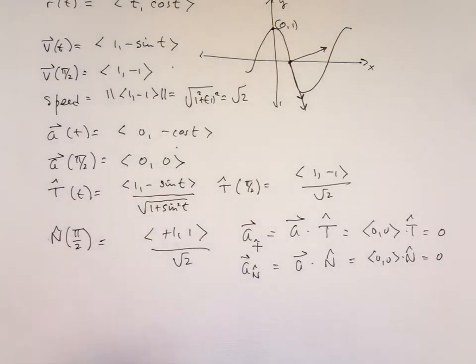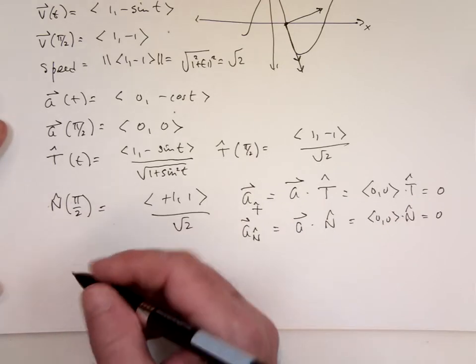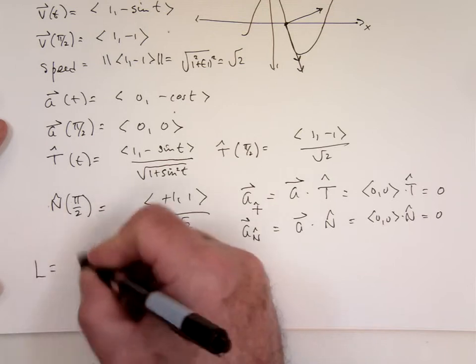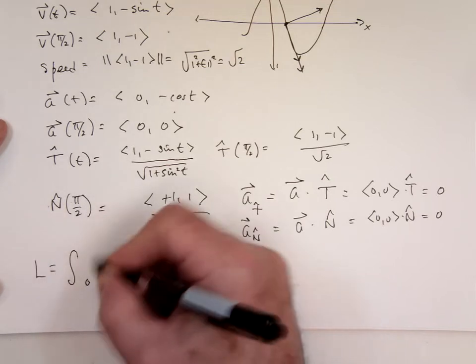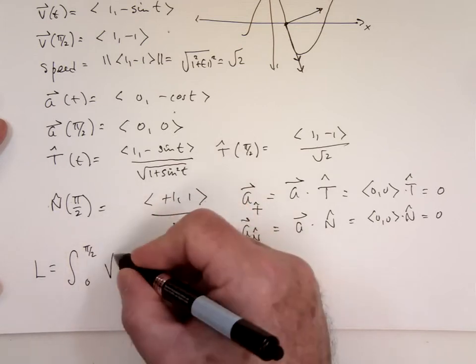Oh, good. Luckily. And finally, the integral for the arc length. You're going to go from 0 to pi over 2. And what you're integrating here is the speed, the square root of.